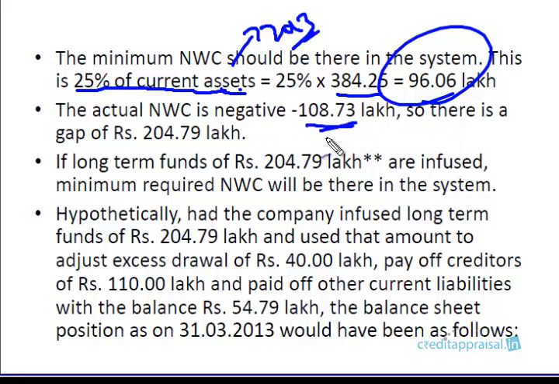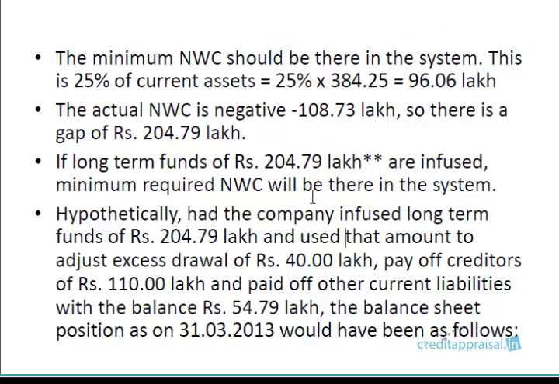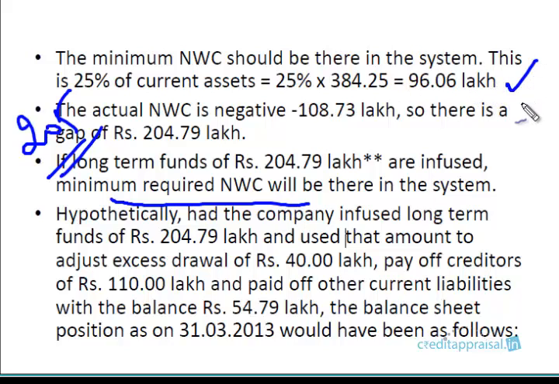Whereas the actual NWC is this. This also we can calculate, current assets minus current liabilities, based on the balance sheet of 2013. So the minimum NWC should be 96 lakhs, whereas the actual NWC is negative 108. So there is a deficit of around 205 lakhs of shortfall. If long-term funds of 205 are infused, then there will be the minimum required NWC in the system. We are saying that the minimum NWC should be this much, whereas the actual NWC is negative this much. So the shortfall is 205. If the company brings in this much amount of funds, there will be a minimum required NWC.